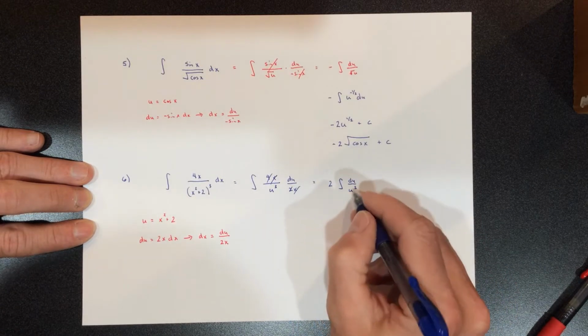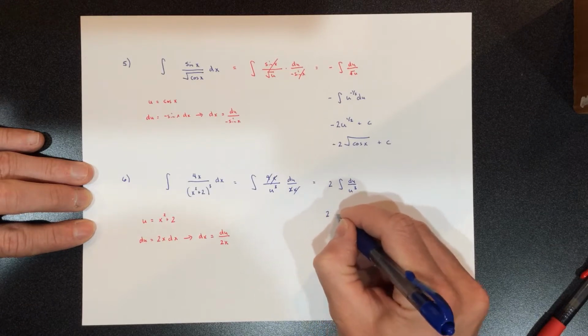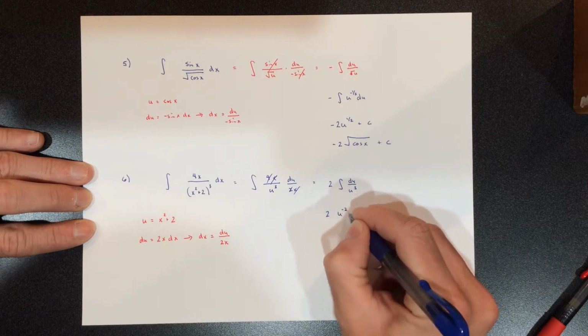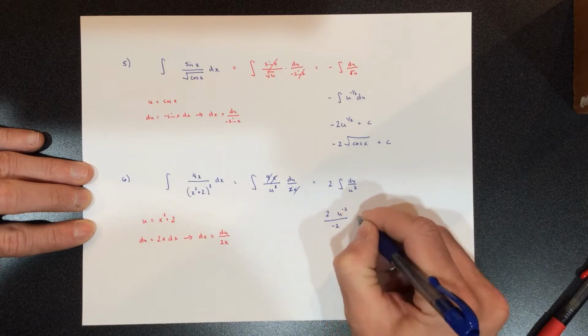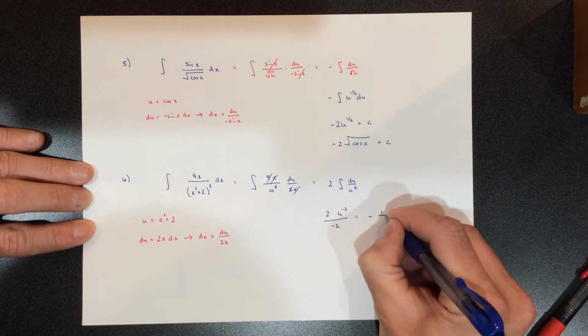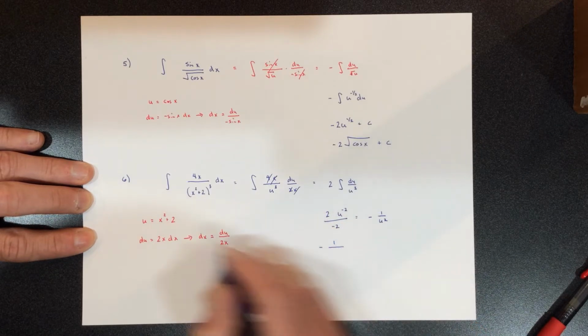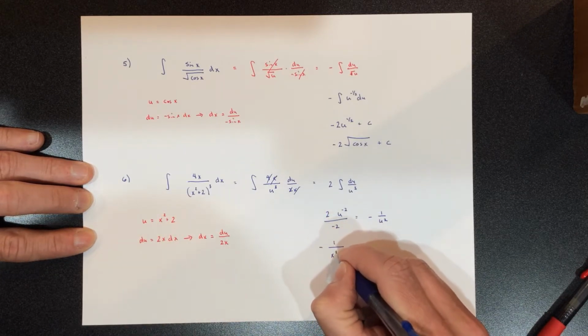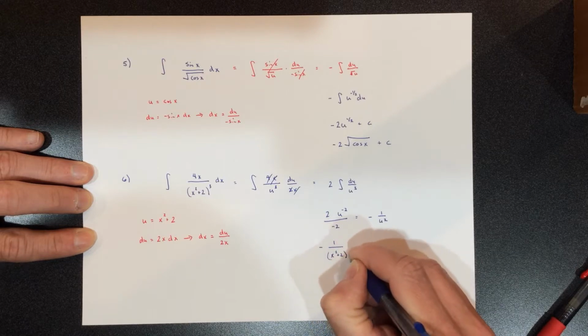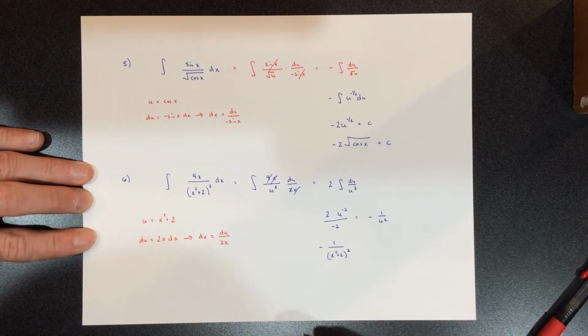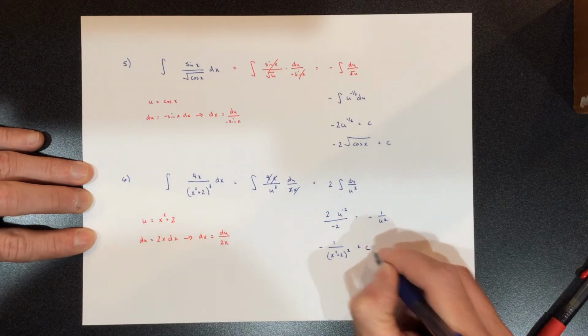Again, power rule says increase the power by 1 and divide by the new power. All right, so that's negative 1 over u squared, which is negative 1 over u, which is x squared plus 2. Bingo. Okay? Plus C.